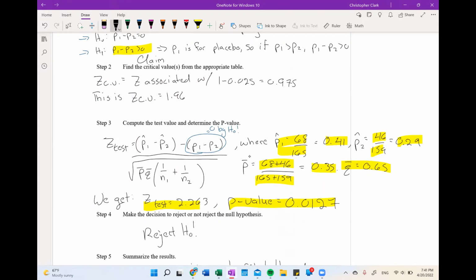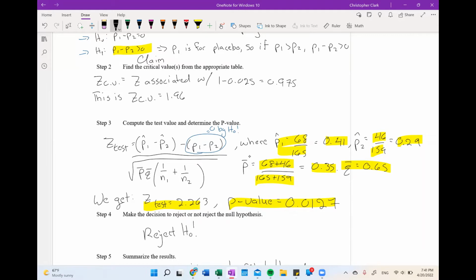So we're going to find the critical value. We're going to find the z associated with 1 minus 0.025 because it's a right tail. So we want 1 minus our alpha, and that gives us 0.975. And when we look that up in our z table, we get 1.96.